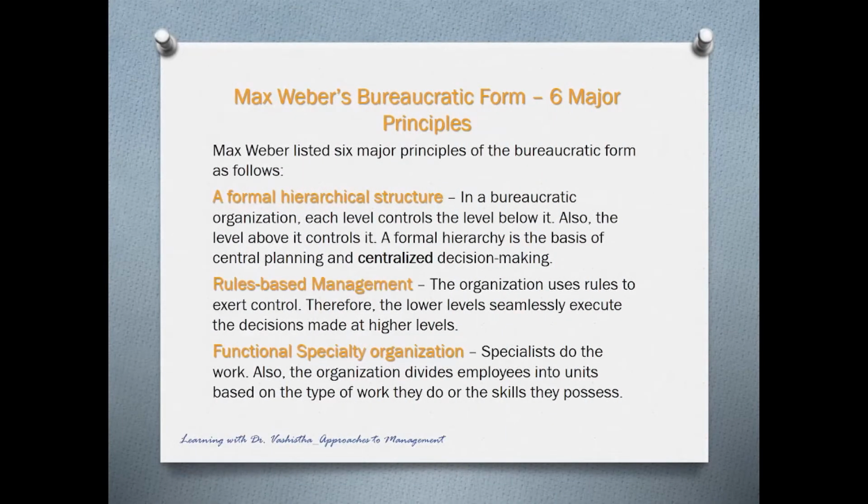Now there were six major principles that he talked about under his hierarchical structure. There has to be a formal hierarchical structure, as we already discussed, where each level controls the level below it. He talked about the formal hierarchy being the basis of central planning, with centralized decision making. In the last approach, we studied that every employee is important, with separate departments for everything and specialized foremanship. Here he talked about a centralized decision-making system, which was a little different, because he talked about the bureaucratic system.